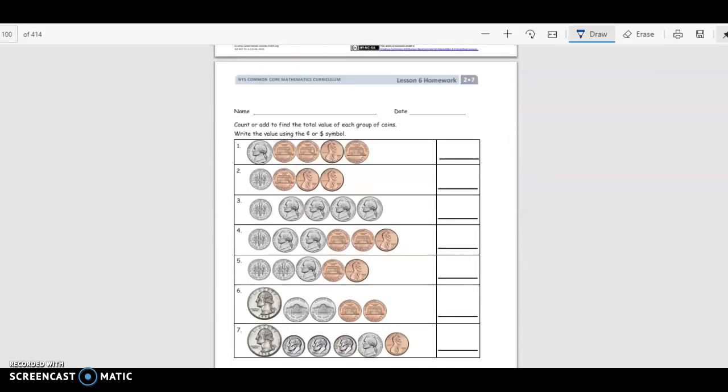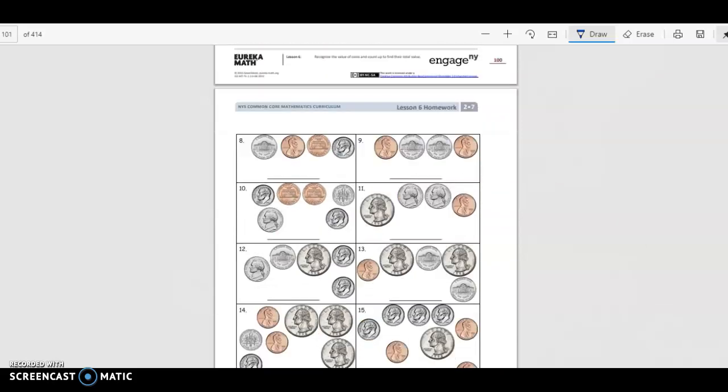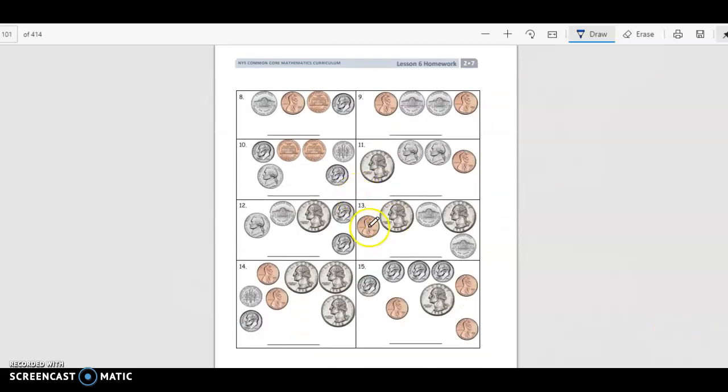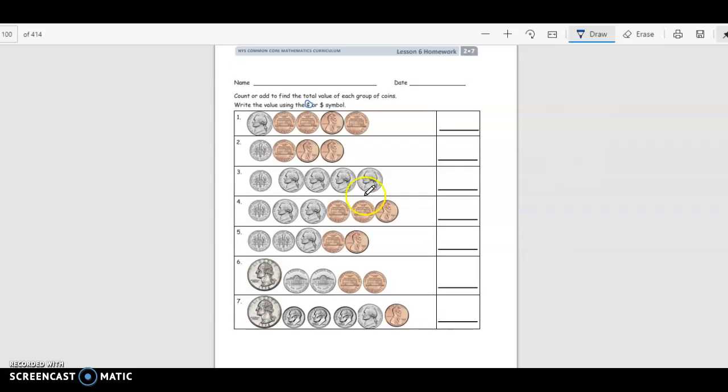The homework pages, the same thing. You'll count up the coins, how much they're worth, add them together. Don't forget to use the cent symbol, or if it's over $1, you'll use the dollar sign. And the second page of the homework is just like the problem set, more of the same. When you're done, I would like you to please submit the first homework page, the one that looks like this. Thank you.